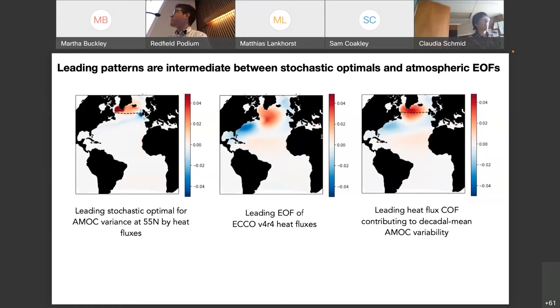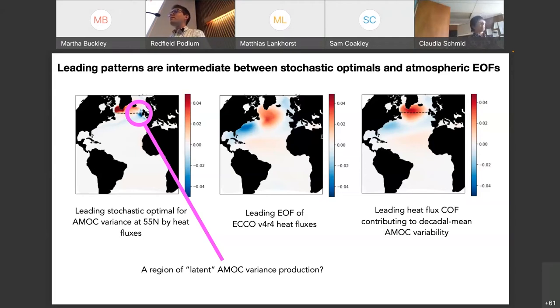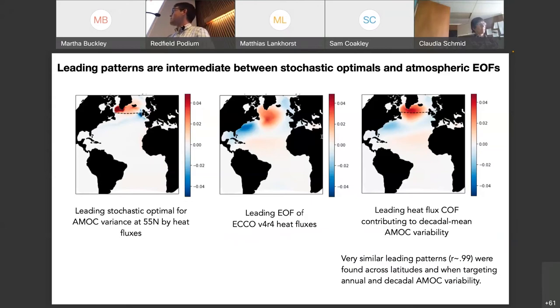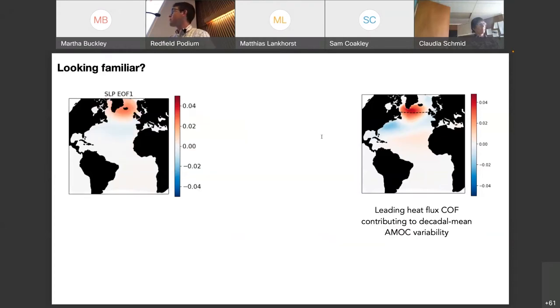I think an interesting feature of these figures is that for the most part, our COF is selecting this kind of Labrador Sea-centric node there, but it's leaving out this maximum off of Scotland. I think this is characteristic of ocean variability, in that there are latent pathways for the ocean to be tickled that the atmosphere just isn't looking at. I'd also comment that very similar COFs were found across latitudes and regardless of whether targeting annual or decadal AMOC variability. And we'll get back to that at the end.